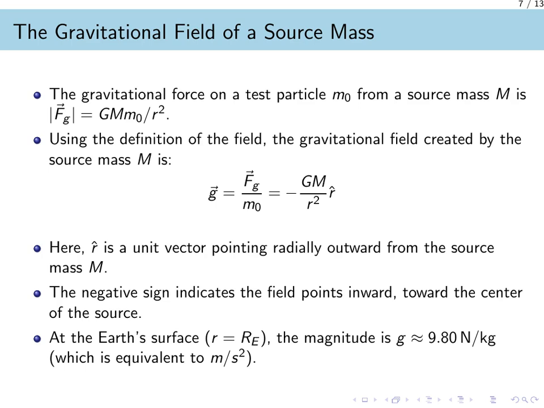The negative sign is important. It indicates that the field is attractive, always pointing inward toward the center of the source mass. For example, at the surface of the Earth, this formula gives a field strength of approximately 9.80 newtons per kilogram. Note that the unit newtons per kilogram is exactly equivalent to meters per second squared. The essential result is that the gravitational field depends only on the source mass that creates it and the distance from that mass.